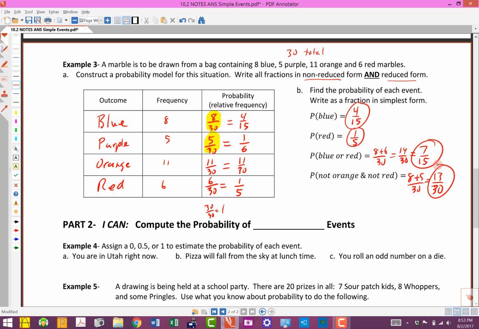That's enough that you can get started on the assignment. We'll come back and we'll do part 2 tomorrow as we finish more of these simple events and expand our knowledge of some basic probability. So good luck with the assignment.